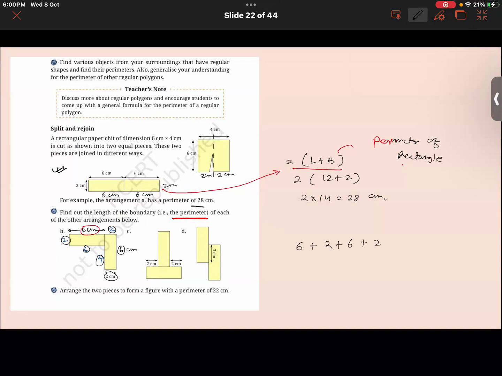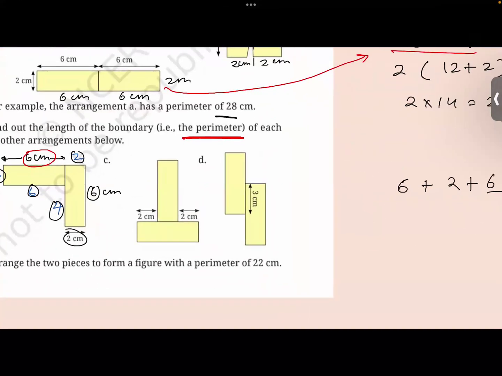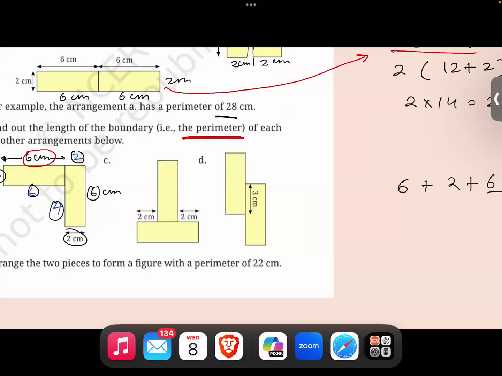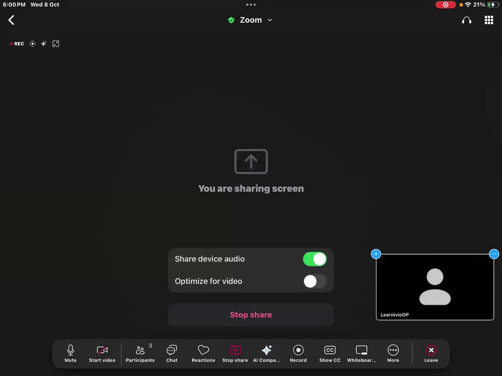That is 28. Very good. Okay, now you tell me about question number C. By the way, is only you there in the class today, no? Yeah. Oh, okay, okay.